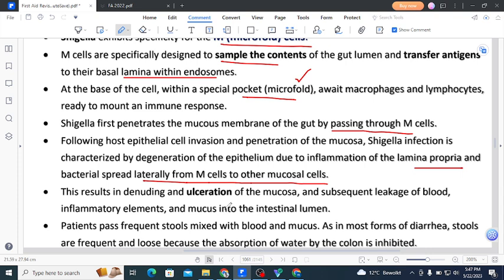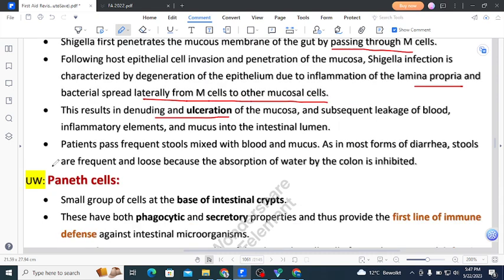The result is denuding and ulceration of the mucosa and subsequent leakage of fluid, inflammatory elements and mucus into the intestinal lumen. Patients pass frequent stool mixed with blood and mucus, so there is dysentery or bloody diarrhea.